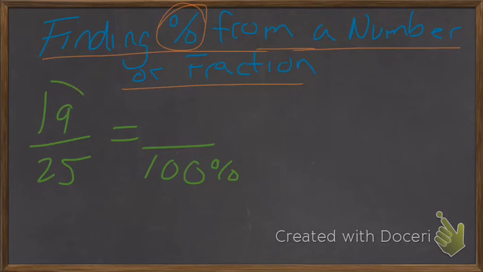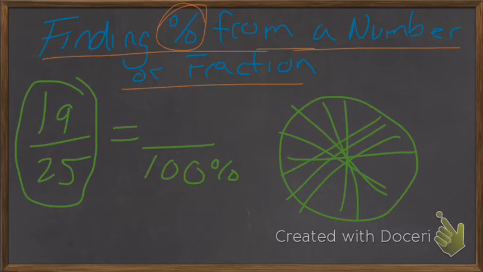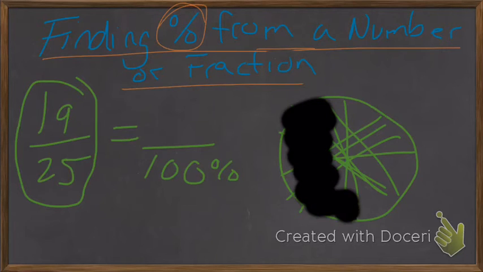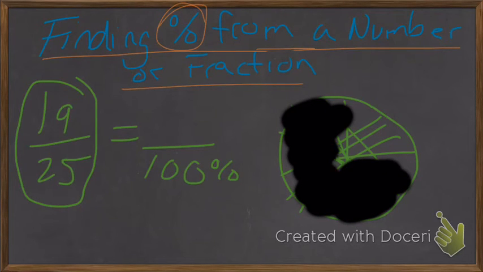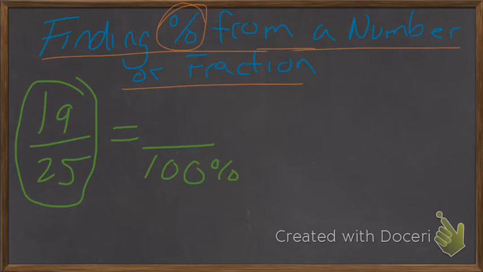What we're saying is this fraction is 19 parts out of 25. So if I had a piece of pie and I cut it into 25 pieces, which I'm not going to be able to do because it's a lot of pieces, and I had 19 of them, which is about that much, maybe more. Anyways, if I had all of that, it would be a certain percentage of the whole pie.